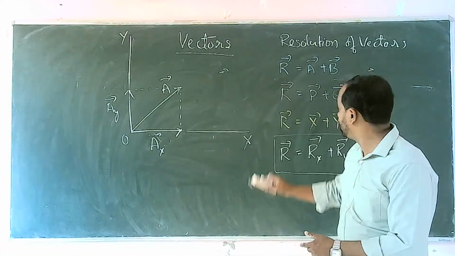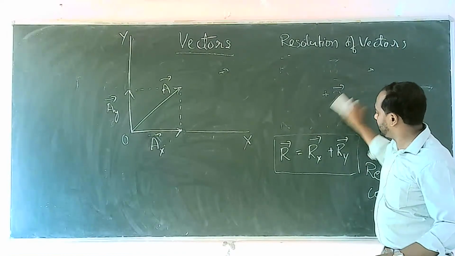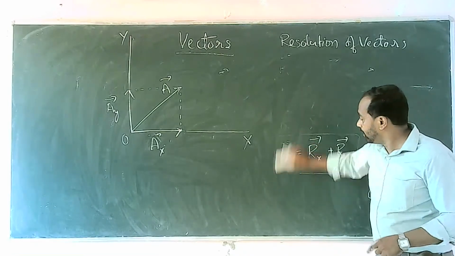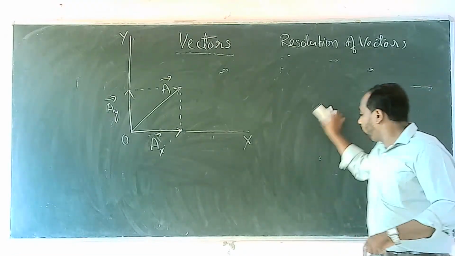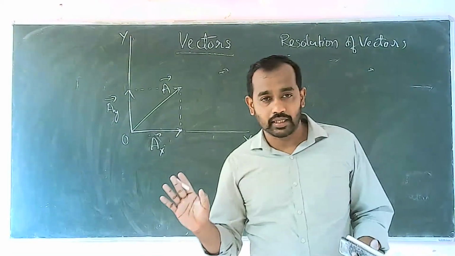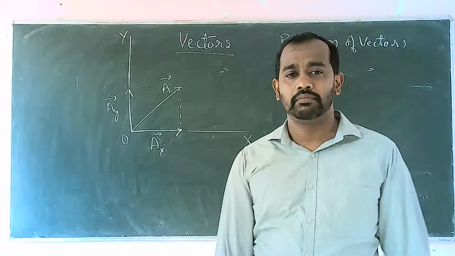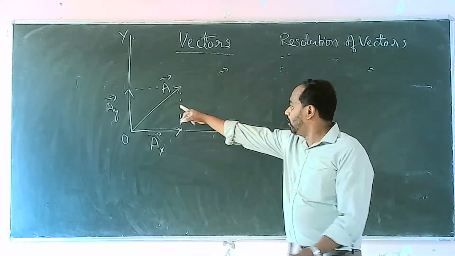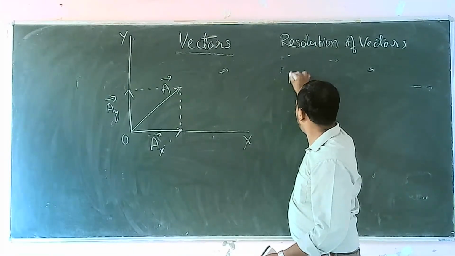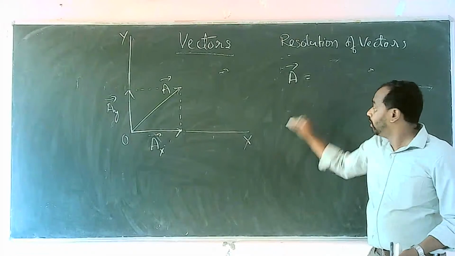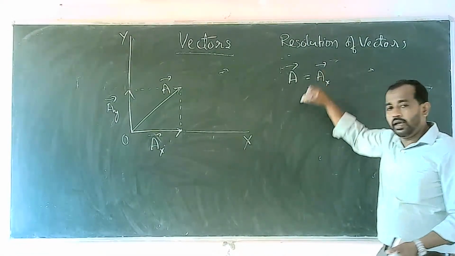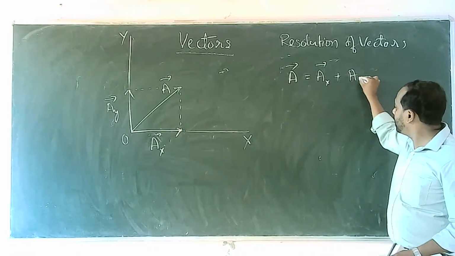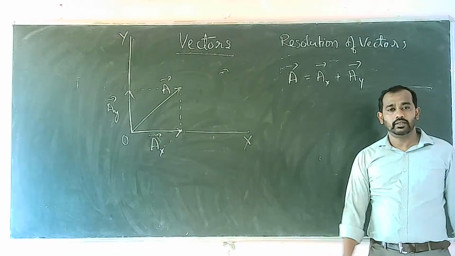Only we need to know the rectangular components. All these other components are not necessary. We need only rectangular components. I hope you have understood this. So therefore, it is clear that we can resolve any vector into its rectangular components. How do we represent this vector A? In this case, it will be represented as vector A is equal to its component along the x-axis plus its component along the y-axis.